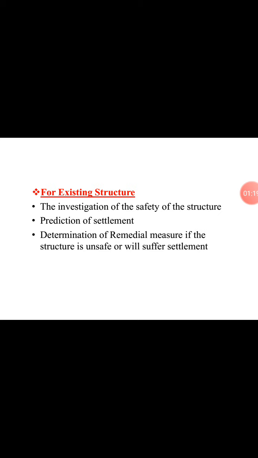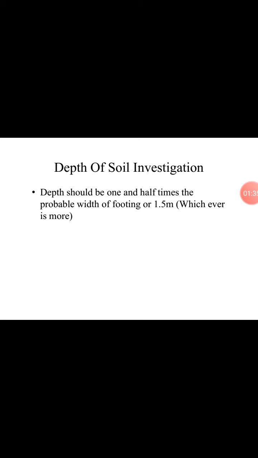And if your structure is an existing structure, meaning already constructed, then the investigation is for the safety of the structure and prediction of settlement, determination of remedial measures if the structure is unsafe or will suffer settlement.